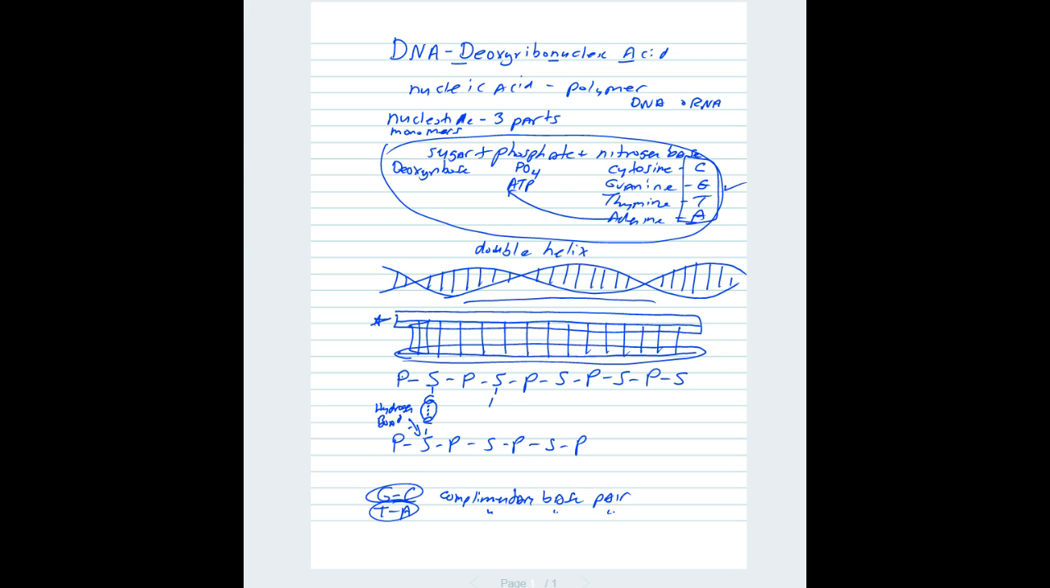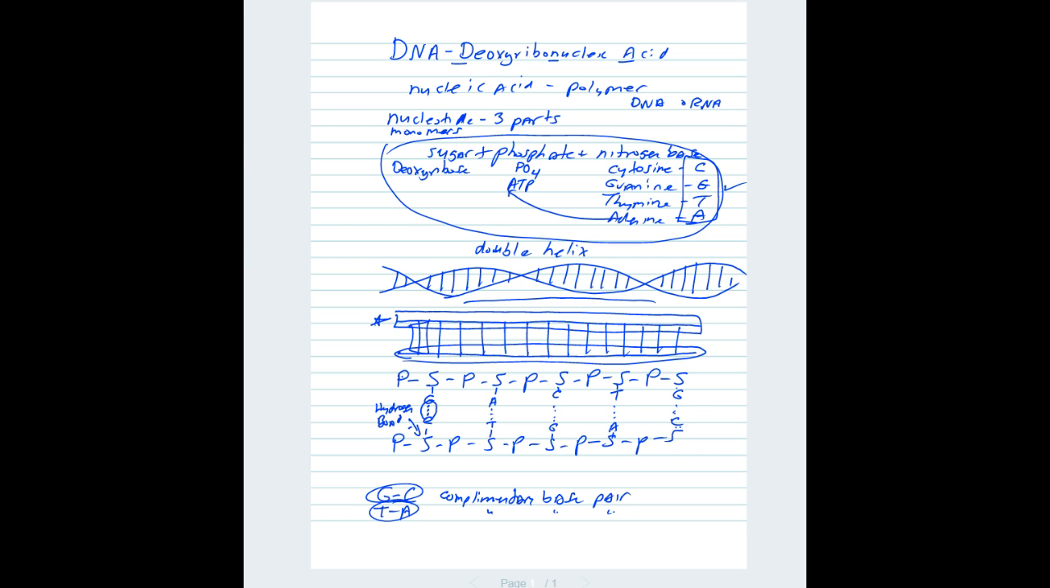So here, let's put an A and a T in a hydrogen bond. Let's put a C and a G in a hydrogen bond. Let's extend this one more set. Let's just go all the way. And let's put a T and an A. Okay. And a G and a C.